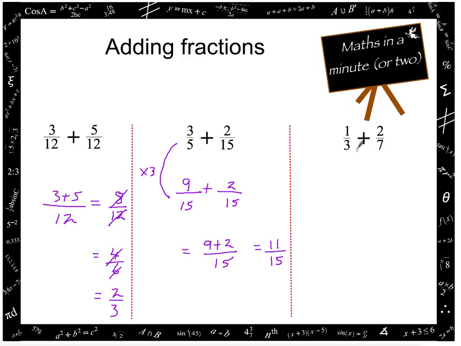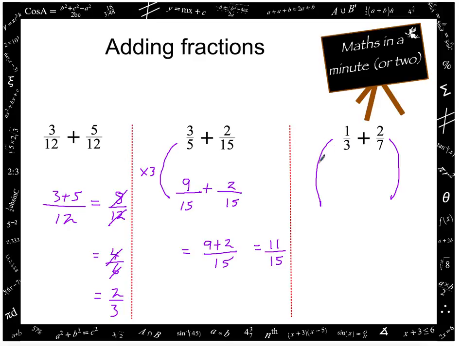Now the third one, we can't make a 3 into a 7 by multiplying it by any whole number. Therefore, what we can do is times them by each other to make a common denominator. That way always works. There are other ways. You could write down your 3 times table and your 7 times table and find the first one that's in both. This way would always work though.